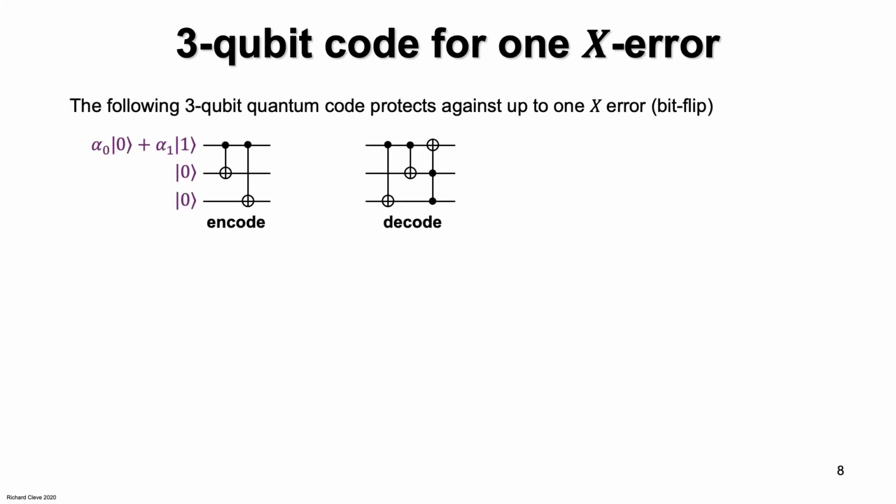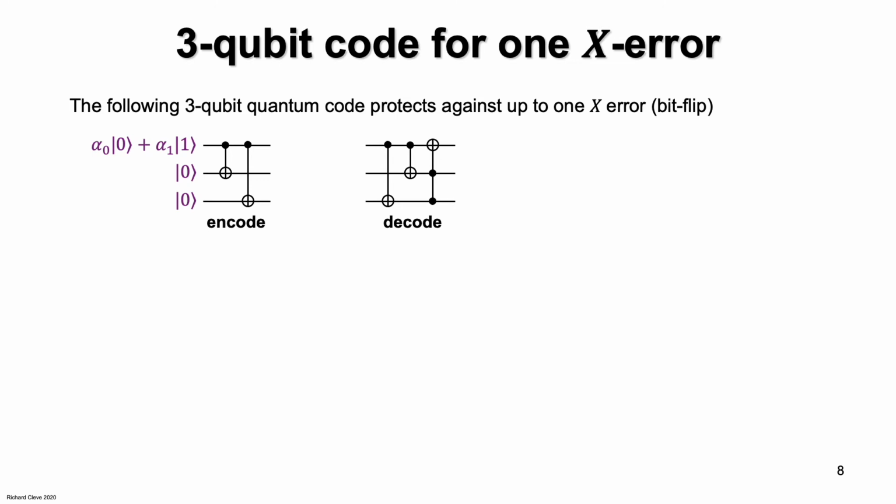Let's start with a simple 3-qubit code that protects against a very restricted error set. Suppose that the only error possible is a Pauli X, a bit flip. Then these encoding and decoding circuits protect against up to 1 X error.